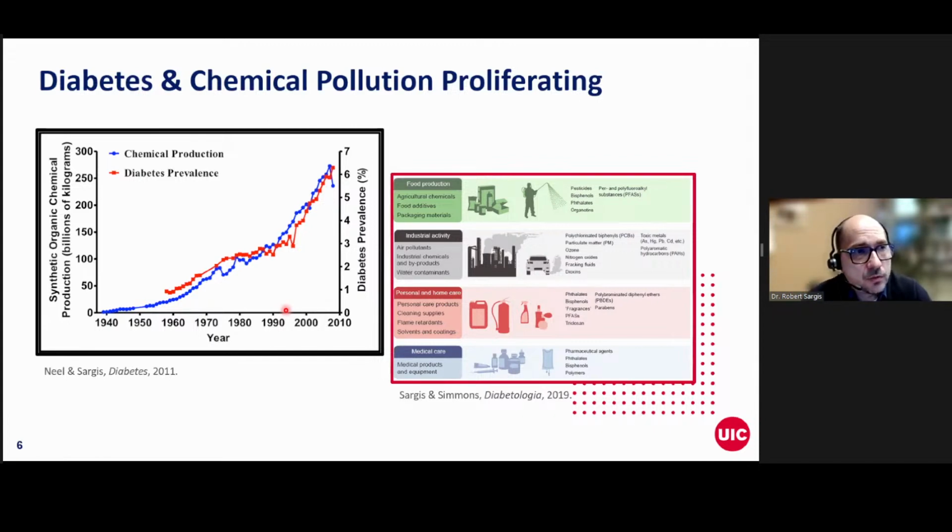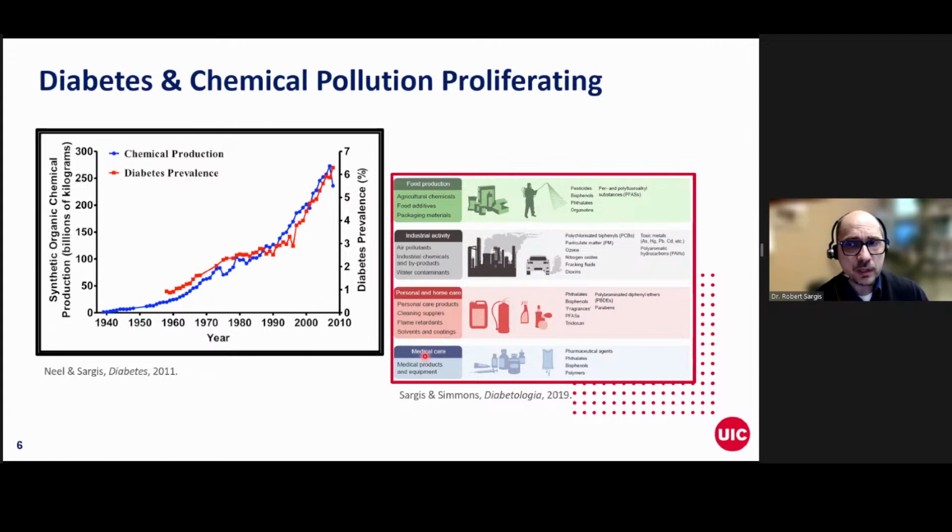These chemicals fall into a variety of different categories. So these include chemicals used in food production that are generated through industrial activity. These are chemicals that we choose to put in our bodies and use in our homes, including personal and home care products. And this is a subset that's of particular interest to me. There are synthetic chemicals that we use in the course of medical care that have also been shown to induce insulin resistance and impaired beta cell function and be linked with diabetes.